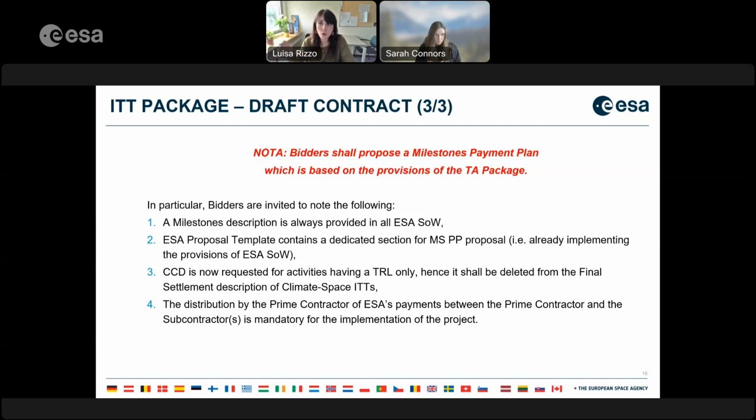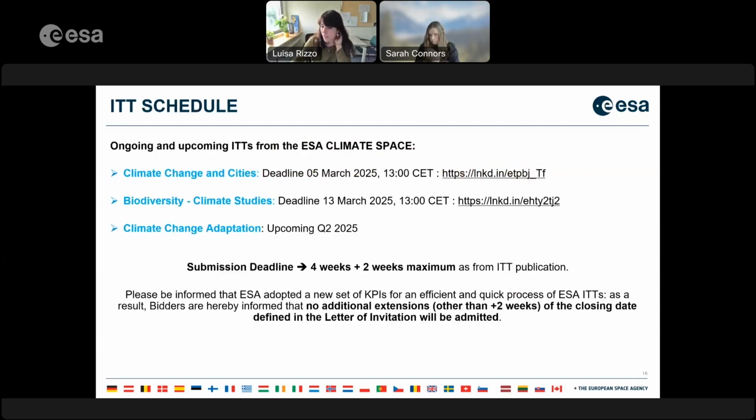The CCD is the so-called contract closure documentation, removed in order to speed up the closure of the contract. And the distribution by the prime of all ESA payments between the prime and the subcontractors, which is again another piece of information we need to correctly implement the contract, is mandatory for the implementation of the project.